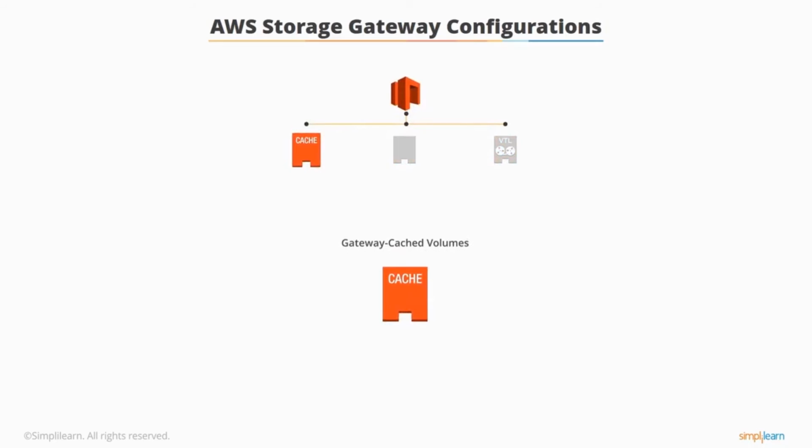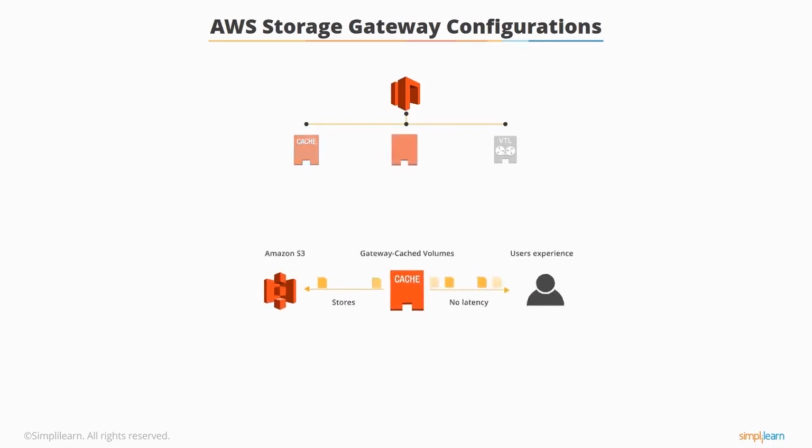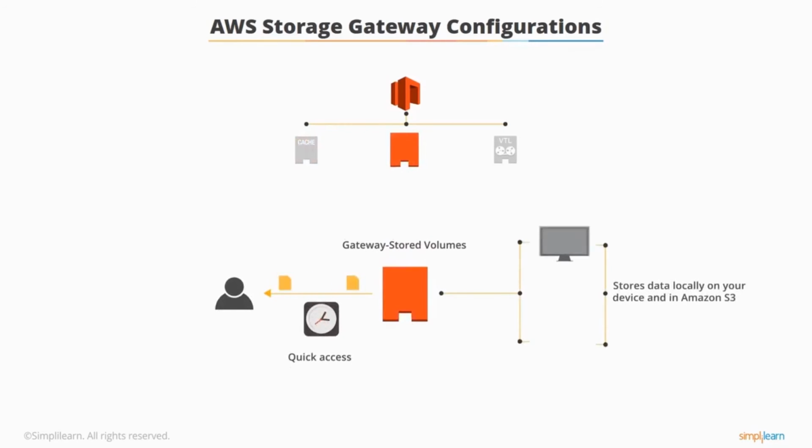Gateway Cached Volumes enables preserving the most accessed data and stores it in Amazon S3. This is an economical configuration, and users experience no latency while accessing the data. Next, Gateway Stored Volume is used when you need quick access to your data. The data is stored locally on your device and in Amazon S3. So at the time of a disaster, this backup enables recovering the data locally or from Amazon EC2.